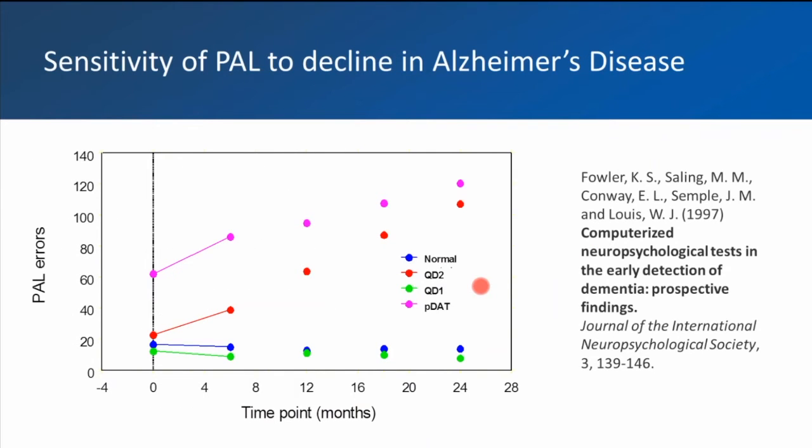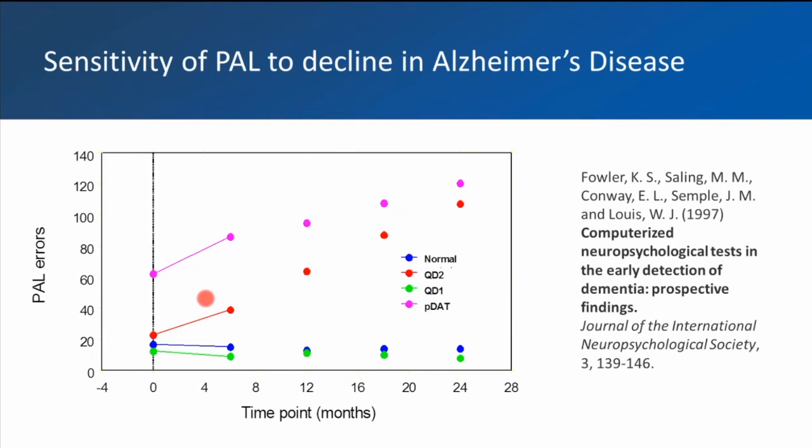Here we see some work done by Kylie Fowler in Australia. She tested a mild Alzheimer's group, a group that reported some memory problems, which are labelled here QD for questionable dementia, and a control group. And she tested these on the PAL task over 2 years. The Alzheimer's patients made more errors than the other groups and got steadily worse over the 2 years. The control group made few errors and their performance remained steady over the 2 years.